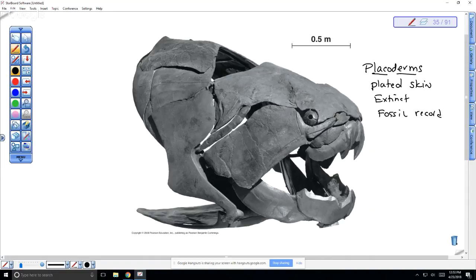And if you look at the size of this head, just the jaw alone is half a meter, right? So the jaws were like this big. So these were like big predators in the primitive oceans. So these preceded the cartilaginous fish.